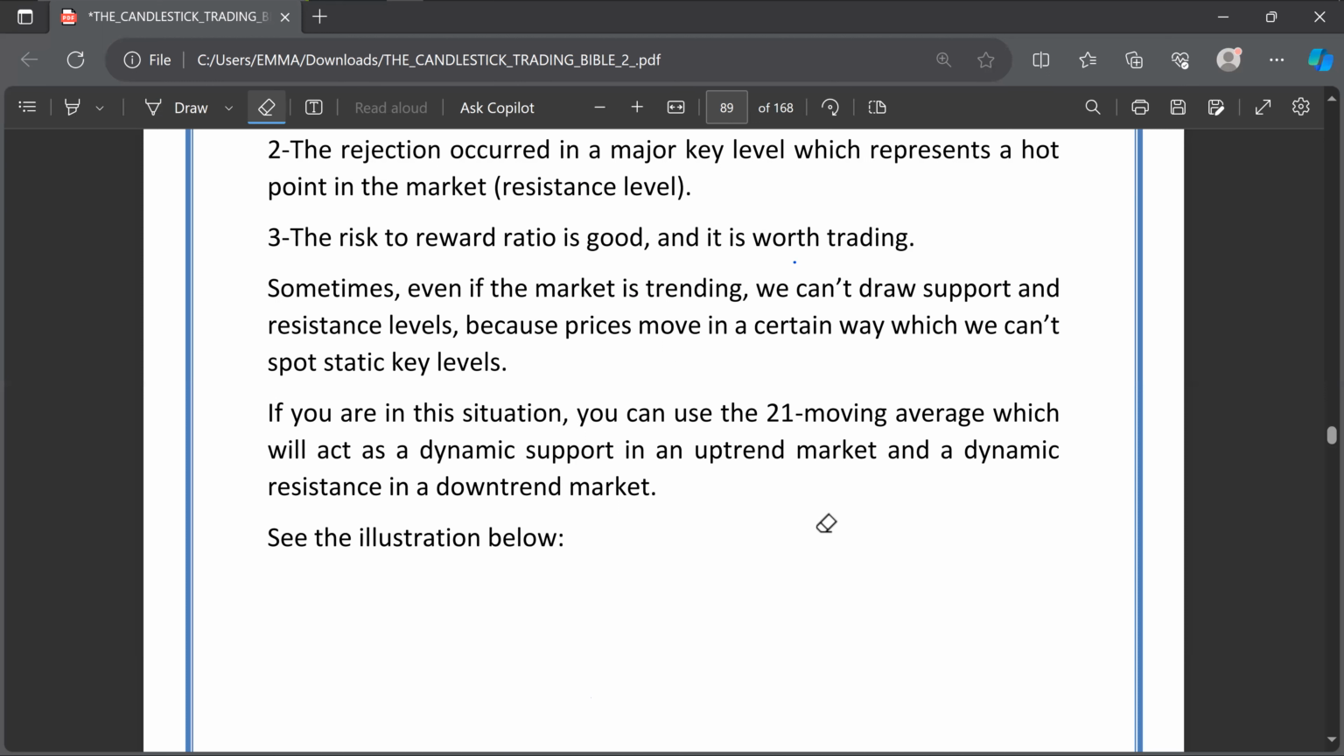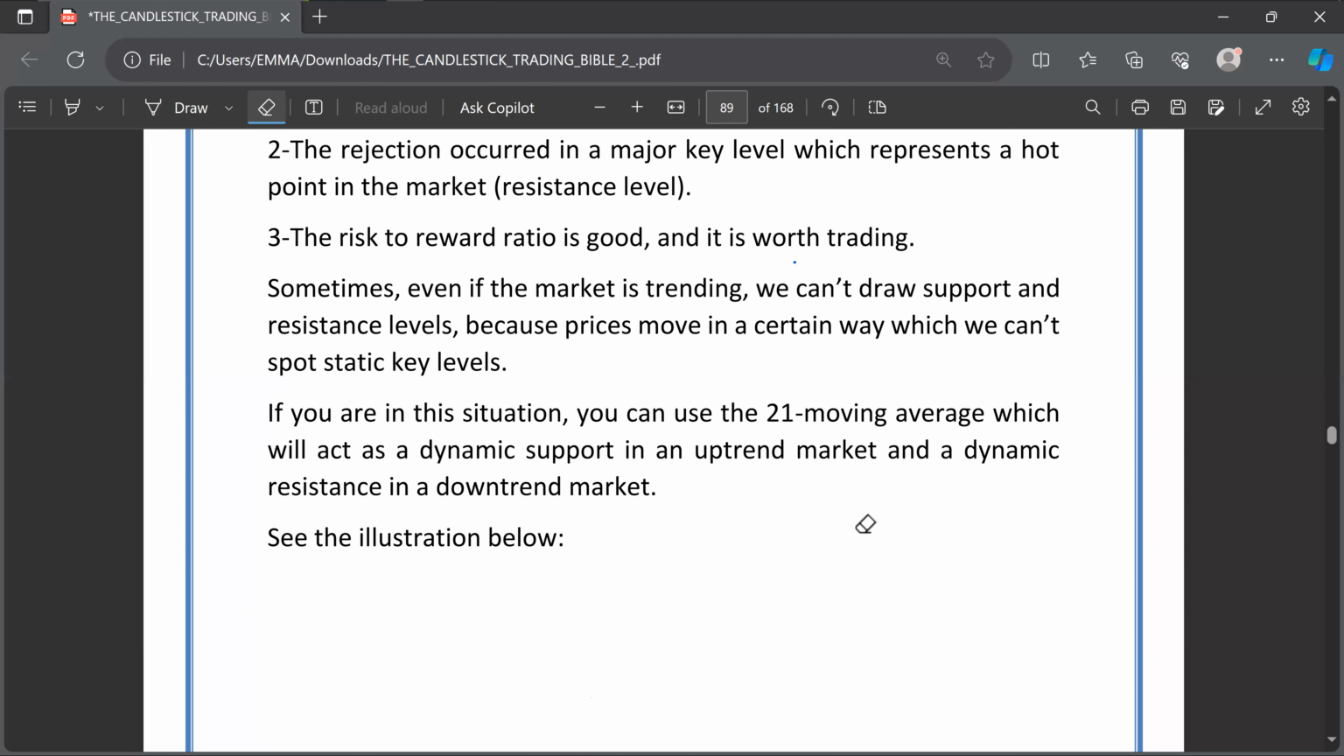Sometimes during the straight line, you cannot find it easy. So use the 21 moving average. There's a way of putting that average onto your chart, your TradingView. When you put the 21 onto your chart, that one will act as a support level. And it is dynamic, in the sense that it's not in a straight line, it moves in a curve.